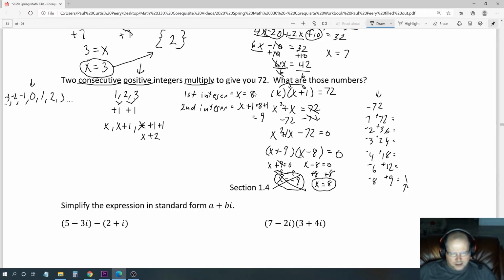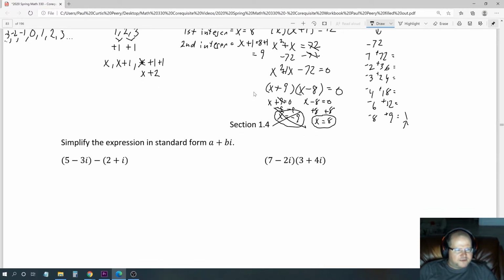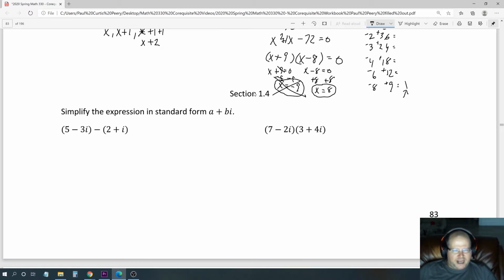So your two consecutive positive integers are going to be an 8 and a 9. Okay, so simplify the expression in standard form for a plus bi. All right, fair enough, we can do that.